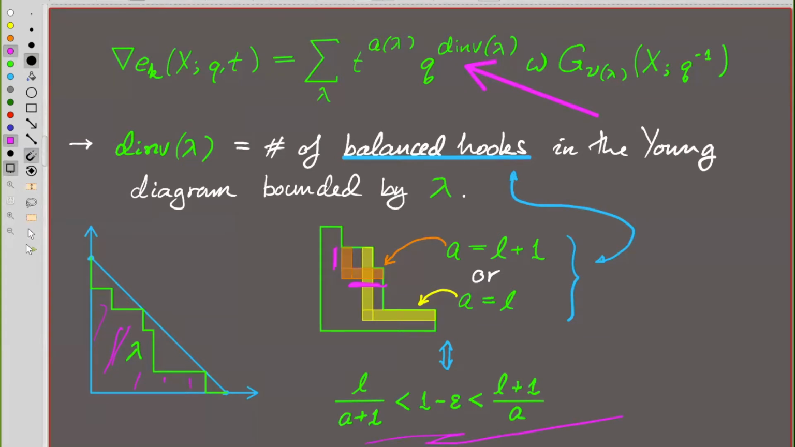you can write the condition that the arm is equal to the leg or the leg plus 1 as this inequality: the interval from the leg over the arm plus 1 to the leg plus 1 over the arm contains 1 minus epsilon. The epsilon is in there because if the arm was equal to the leg plus 1, that right-hand thing would be equal to 1, but I want to avoid any ambiguities about what to do when inequalities are equalities. Okay, so that's the DIN.